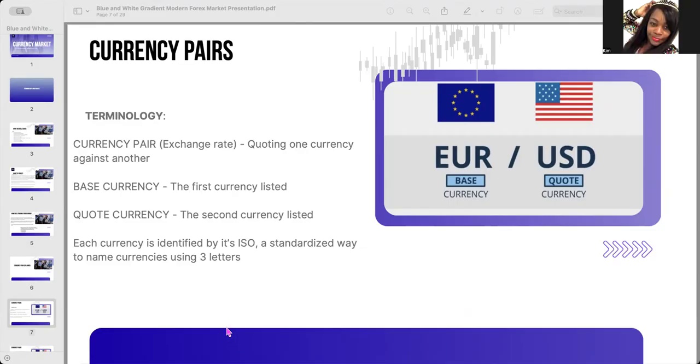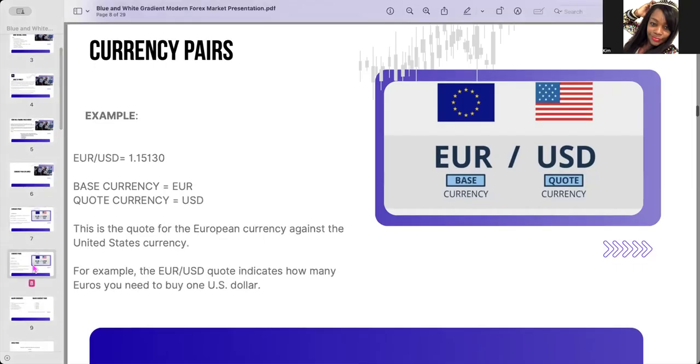Any questions on that? So each currency is identified by its ISO, which is a standardized way to name currencies using letters. So let's talk about what I mentioned about EUR/USD. So EUR/USD equals, when I typed this up at the time, it was 1.15130.